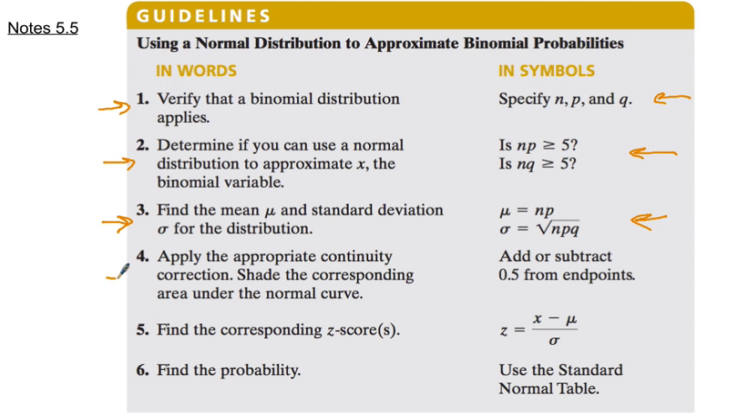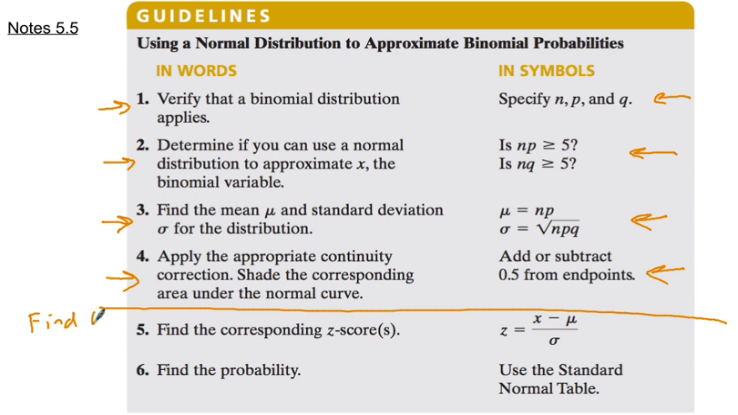And step 4, we write the probability statement using the continuity correction. Right, and we've already done that. So step 5 is the new thing. After this, we just find the probability. Step 5 is telling us to find the z-score, and step 6 is telling us to find the probability using the standard normal table.